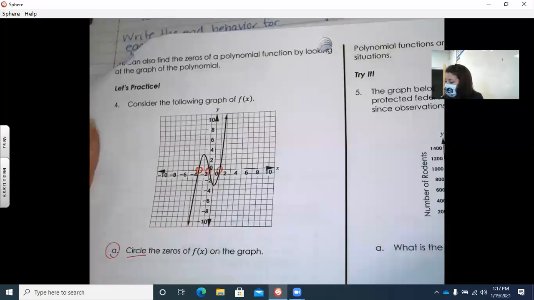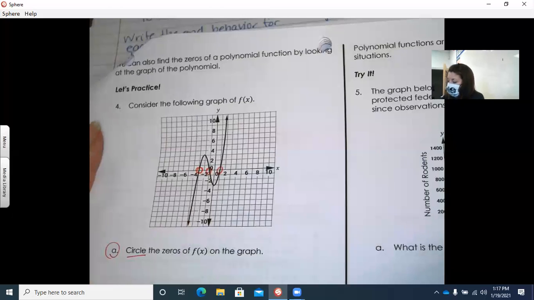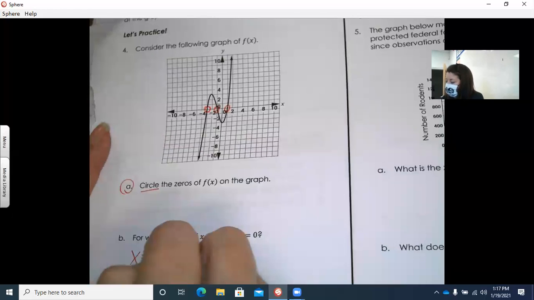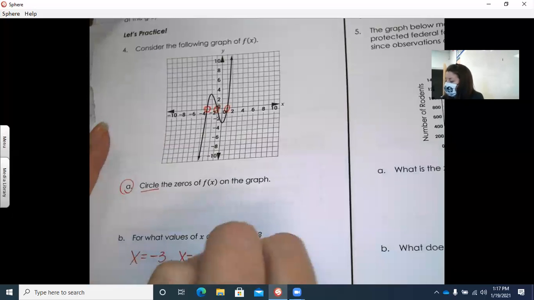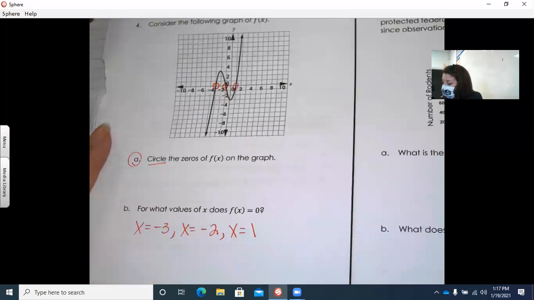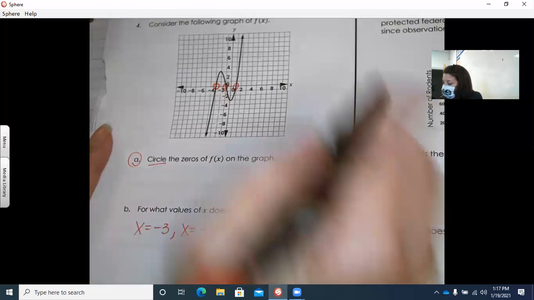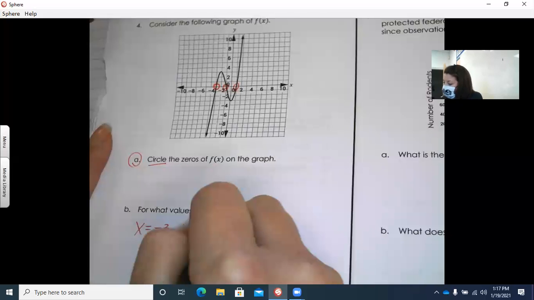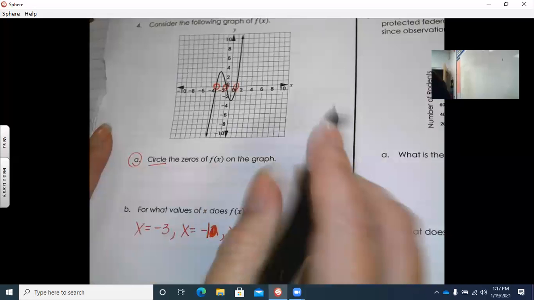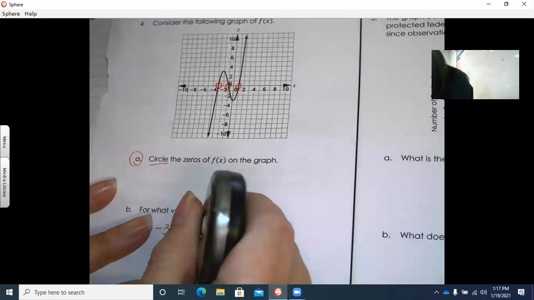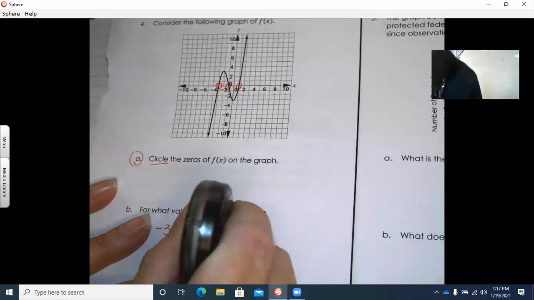For what values of x does f of x equal 0? Okay, we already said it. It's what we circled. x equals -3, x equals -1, and x equals +1. That's why old people like me should wear readers when you look at little tiny graphs.